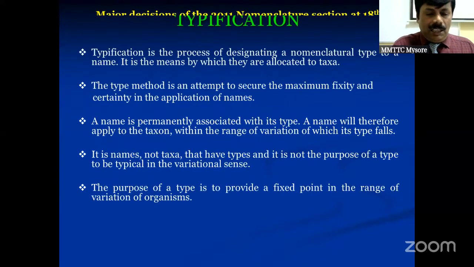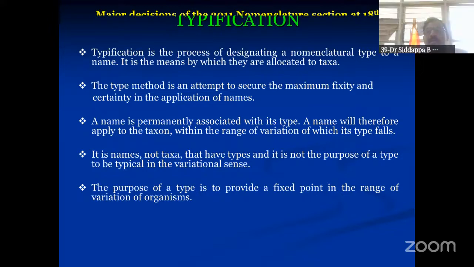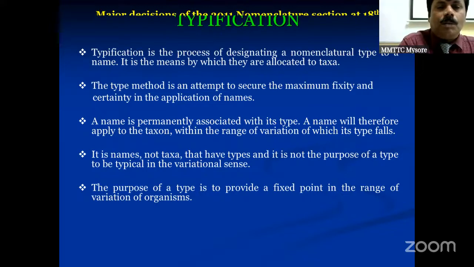At the last, I have been asked to conclude within 5 to 10 minutes. Typification comes under the second principle, and I am going to talk about it. Typification is the process of designating a nomenclatural type to a name. That means it is the means by which names are allocated to taxa.